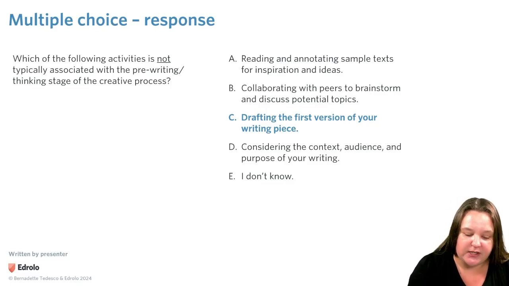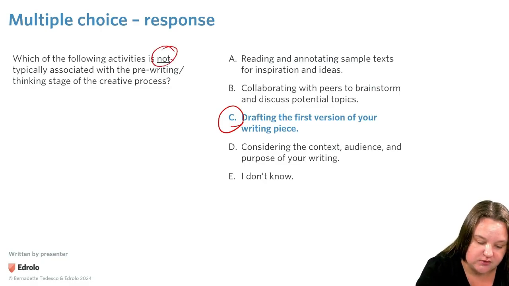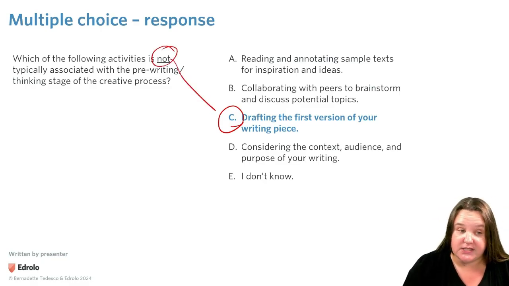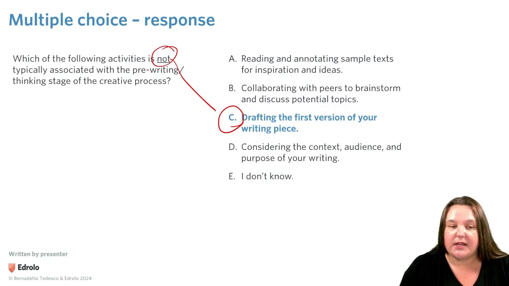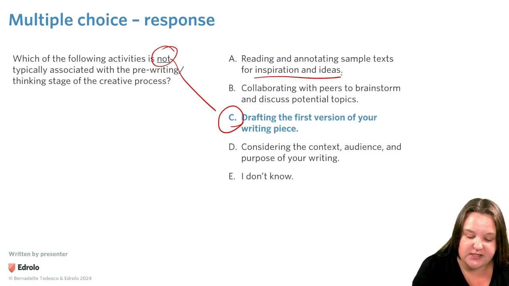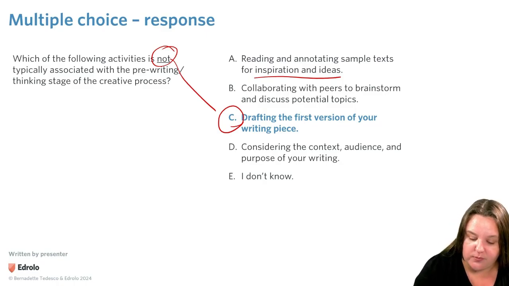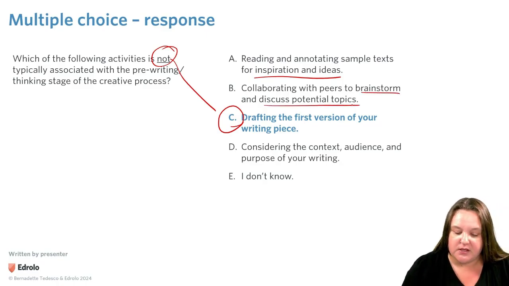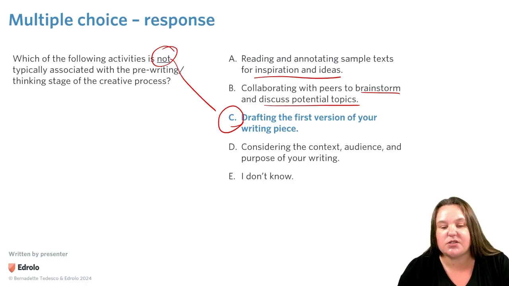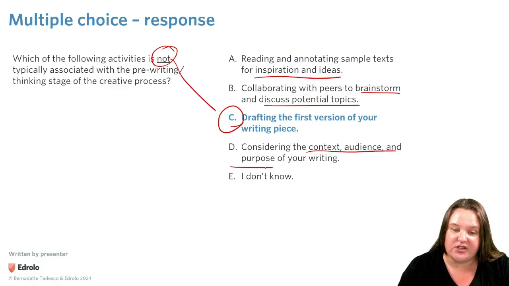Hopefully you were able to recognize that C was the correct answer. C is not part of the pre-writing thinking stage. In this stage, you need to read and annotate sample text for inspiration and ideas. You need to collaborate with peers to brainstorm and discuss potential topics. You need to consider the context, audience, and purpose of your writing. What you don't do in this stage is actually start writing. That's the next stage of the writing process.